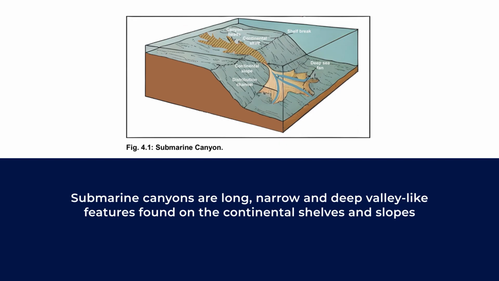So in this diagram you can see a long, narrow and deep valley-like feature which extends from continental shelf to slope and up to the continental rise. On the continental rise part there is a deposition of a huge amount of sediments. So this feature in the diagram, figure number 4.1, represents submarine canyons in 3 dimensions.